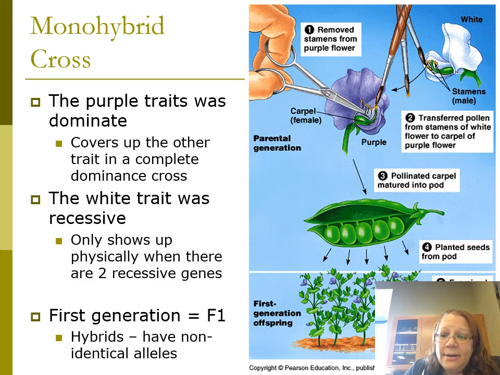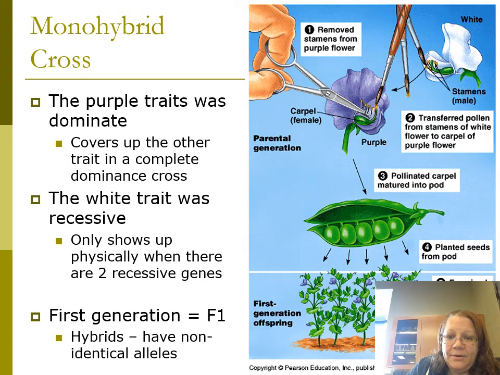So here's a little diagram to show you how he was transferring the pollen from one plant to the other, and then he would get the seeds and plant those and see what was happening. So these are different generations. So it turns out purple is dominant to white, which is usually always the case. White is almost always recessive. And so the purple covers up the white like it was not there in the heterozygous individual.